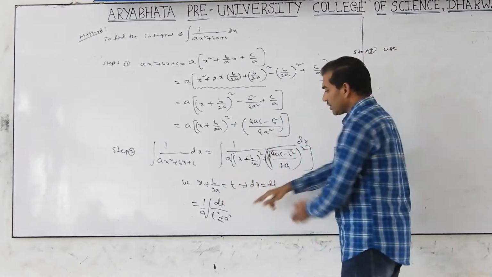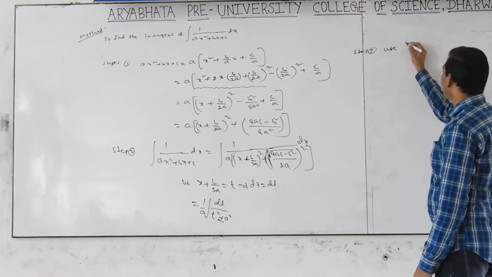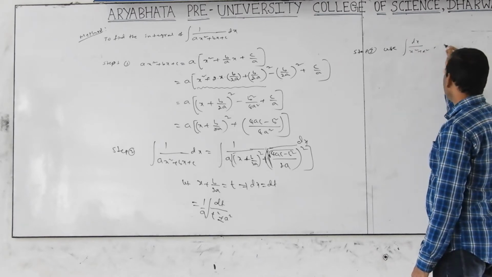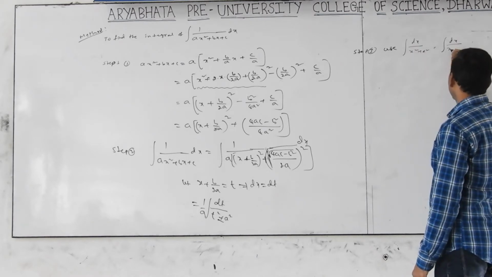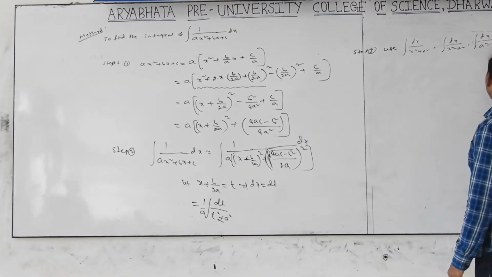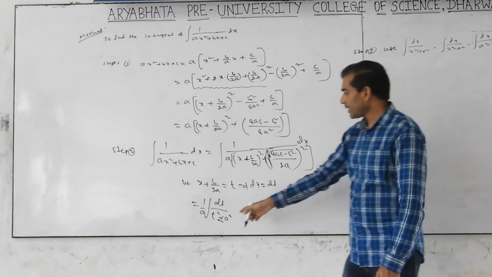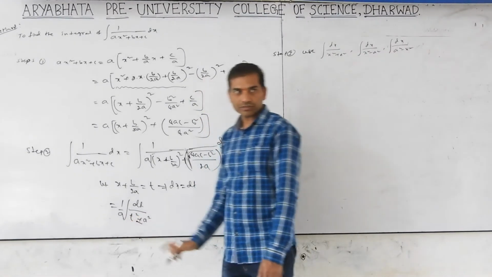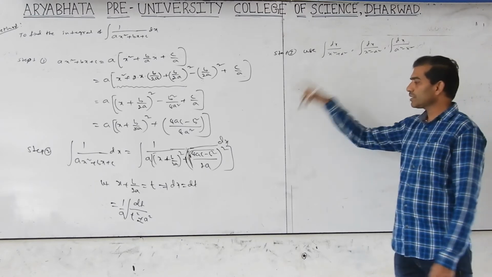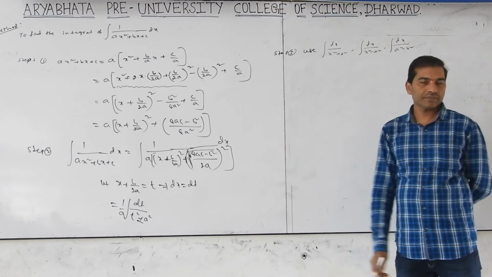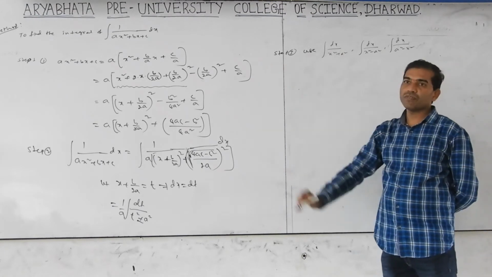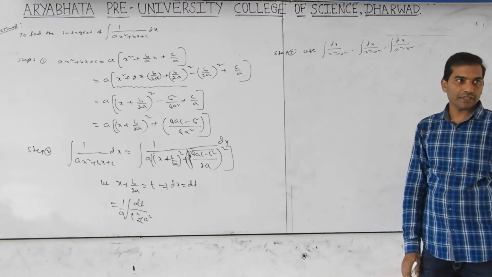We are reducing it to that form. Use the integration formulas for 1 by x square plus a square, dx by x square minus a square, or dx by a square minus x square. Sometimes by taking minus it may come like this also, a square minus x square. Use these three formulas, then substitute and you will get the answer. This is a way to solve the integration of 1 by a quadratic expression.